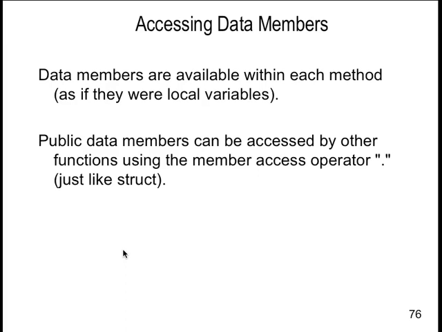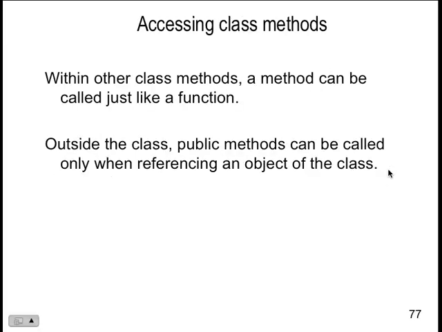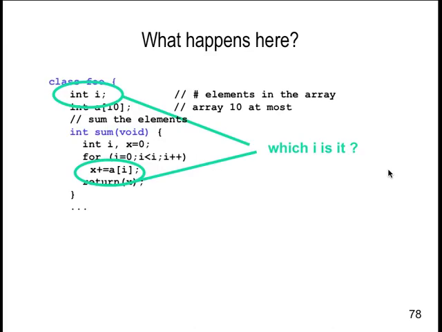We have the accessing data members. This is kind of review at this point. We have the dot notation that we can use to get at data members and member functions and methods that we run. So accessing class methods, we use the dot notation for that as well, just like calling a function. And in this particular case, we have to think about scope. So we have class foo up here that has an integer i, and down here, in another function, we have another one that's using i, and we have two i's. So, which i is it?